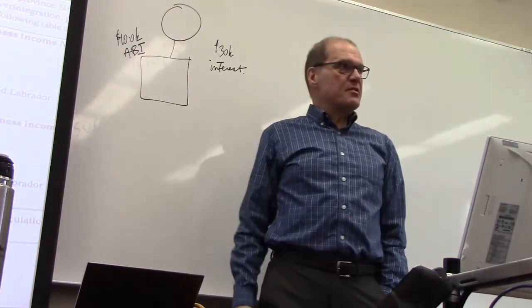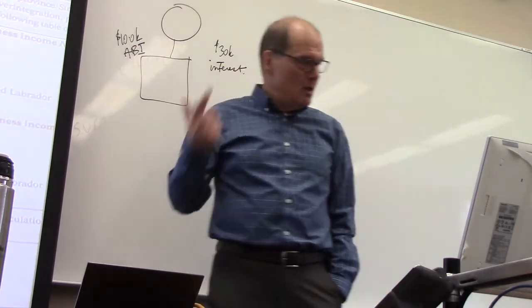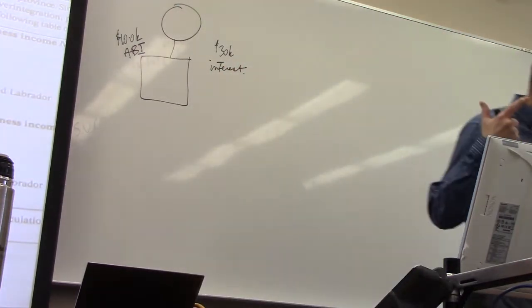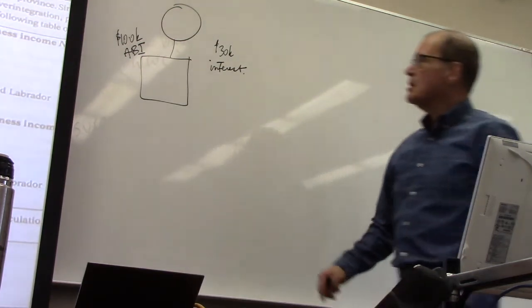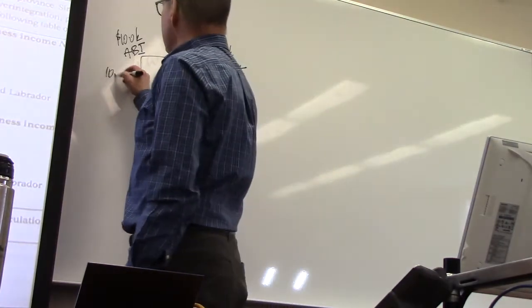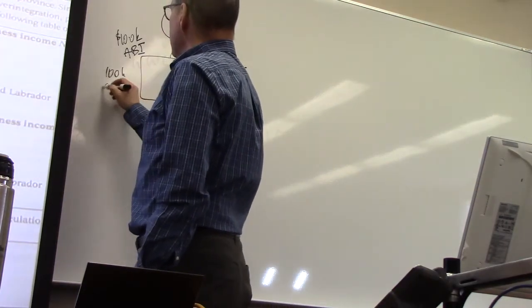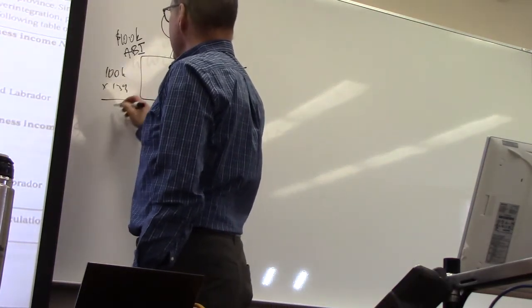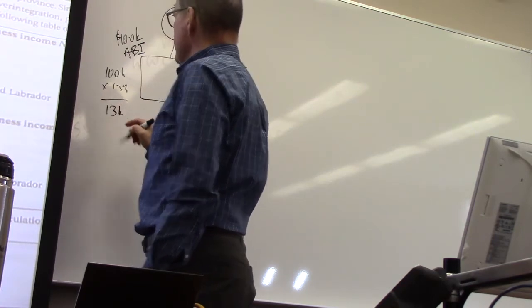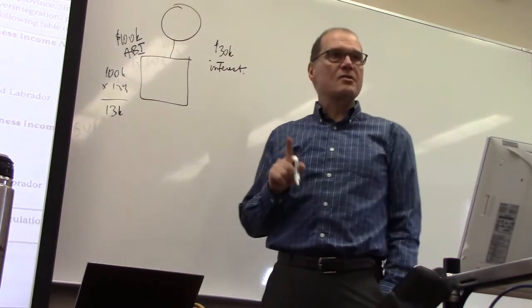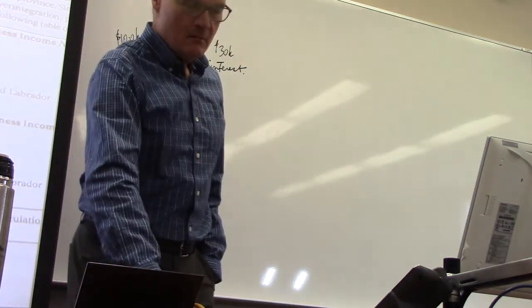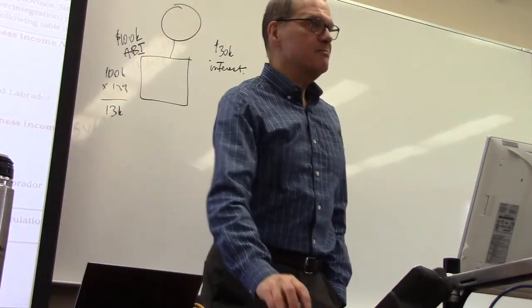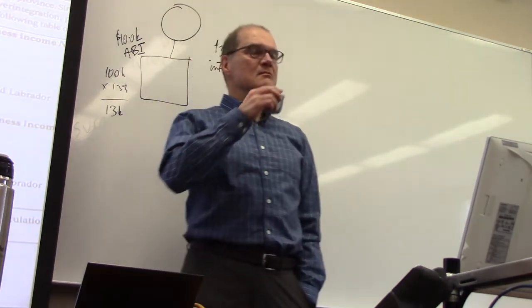$100,000 of active business income. Page 428. I like this rate for this question. We'll use 13%. $100,000 times 13% is $13,000 tax on active business income. Under what part of the act? Part one.